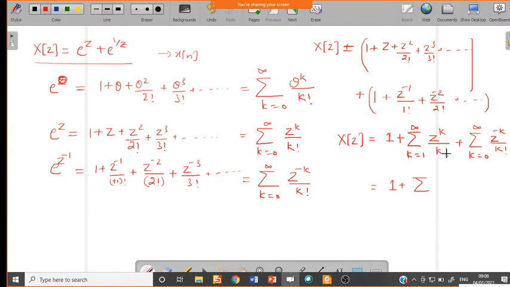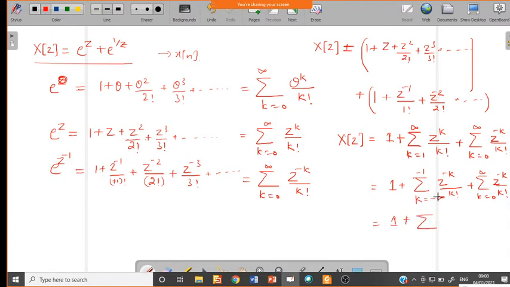So then this magnitude only we are considering, so you can take it as k factorial. Now this both summation I can write it as, or we can write one more step: summation k equal to minus infinity to minus 1 of z power minus k divided by k factorial, plus summation k equal to 0 to infinity of z power minus k by k factorial. So now we can write it as complete in the summation form.